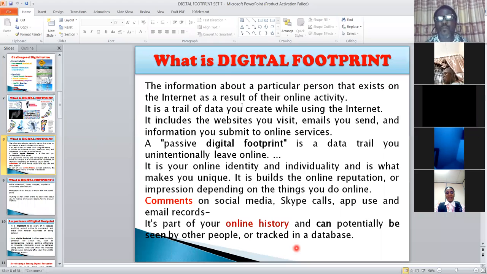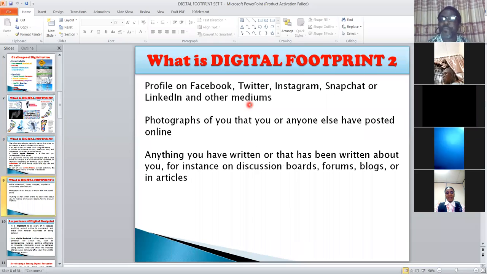Now let's look at digital footprint. Your profile on Facebook, on Twitter, on Instagram, on Snapchat, on LinkedIn and other mediums. All these things make up digital footprint. What are your profiles? The things you have there, what you write about yourself. You have to be careful. Do you understand? That's why I told you earlier, don't lie so that you can last. Because people will check you up, they will make fun of you, and anybody can be arrested.